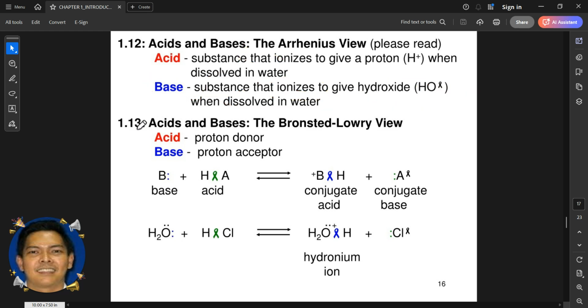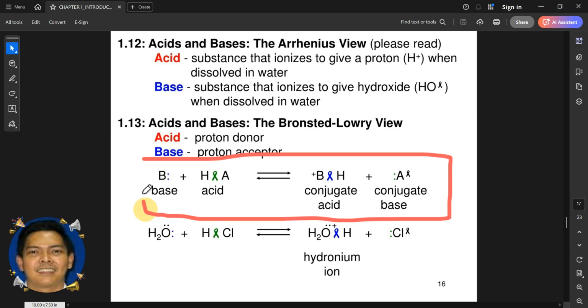Subtopic 1.12: Acid and base. The Bronsted-Lowry view. From the Bronsted-Lowry view, an acid is viewed as a proton donor, whereas a base is the proton acceptor. B is represented by the equation here. You can see B acting as a base, whereas HA represents the acid.